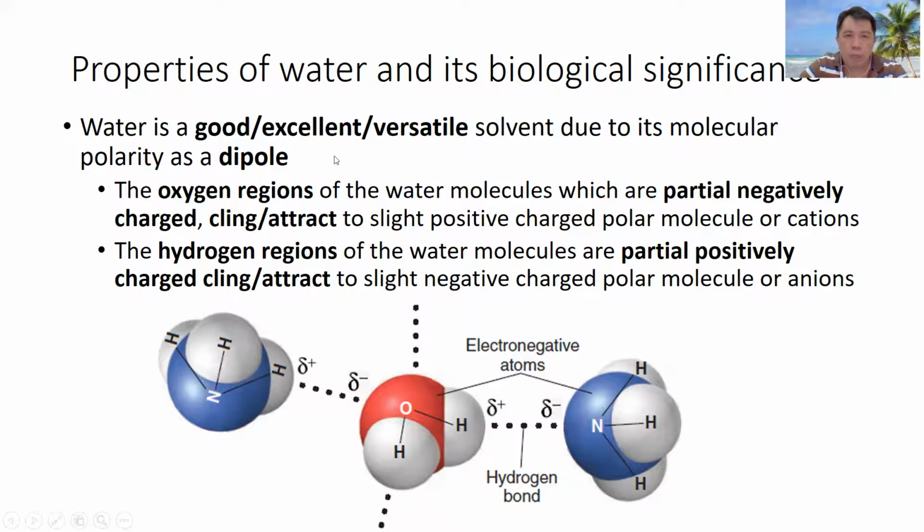The oxygen region of the water molecule is partially negatively charged, so we use the symbol delta negative. It attracts slightly positively charged polar molecules, such as the ammonia you can see here. The hydrogen atom here has a slightly positive charge, so they can form hydrogen bonds. The hydrogen region of the water molecule is partially positively charged, so it attracts the slightly negative charge of polar molecules or anions. Same here, they form hydrogen bonds. Because of this molecular polarity, the water is a dipole, so water acts as a good or excellent solvent.